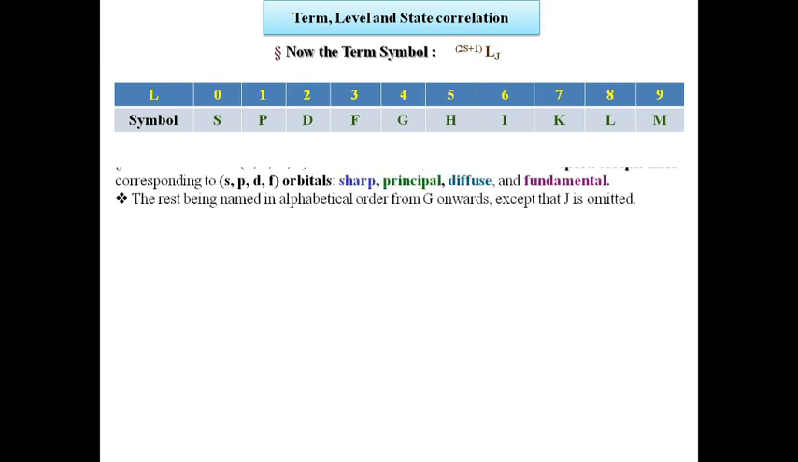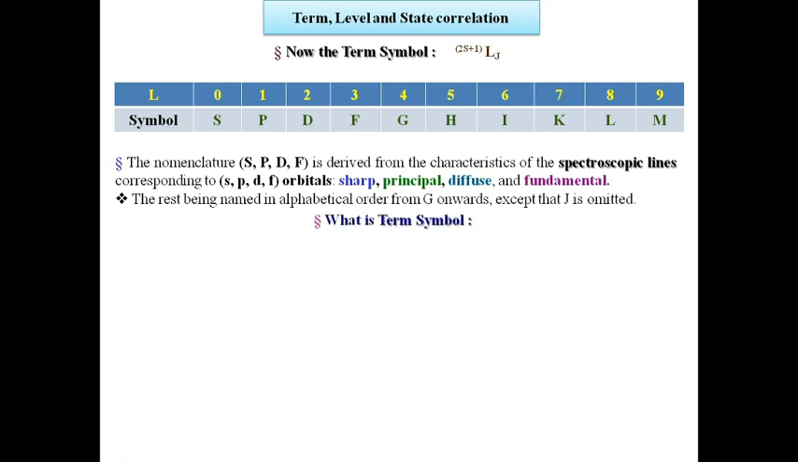Interestingly, the nomenclature of S, P, D, F, all capitals, is derived from the characteristics of spectroscopic lines corresponding to small s, p, d, f orbitals, which are denoted as sharp, principal, diffuse and fundamental. Again, the rest are named in alphabetical order from G onwards, except that J is omitted, since J is used as the total resultant angular momentum quantum number in this term symbol.